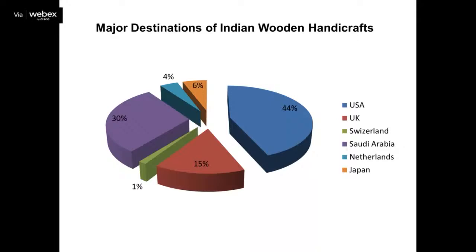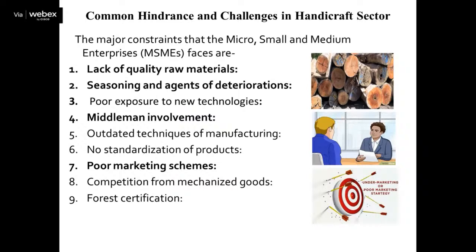Now we come to our main topic, the common hindrances and challenges in the handicraft sector. One of the major problems of handicraft is the lack of quality raw materials. Generally, since ancient times, the artisans were dependent on the traditional species. But due to overexploitation and extensive utilization, those species have been exhausted. So the artisans are facing problems with raw materials.